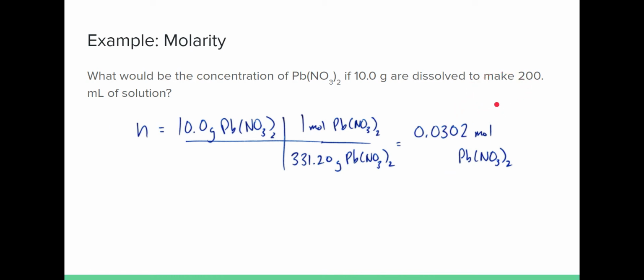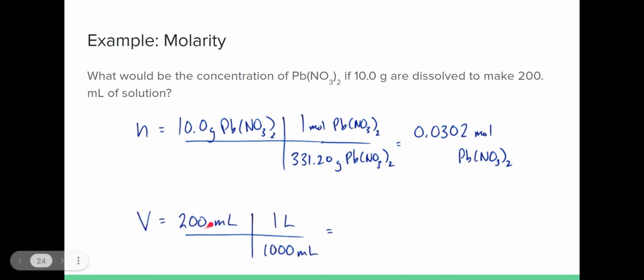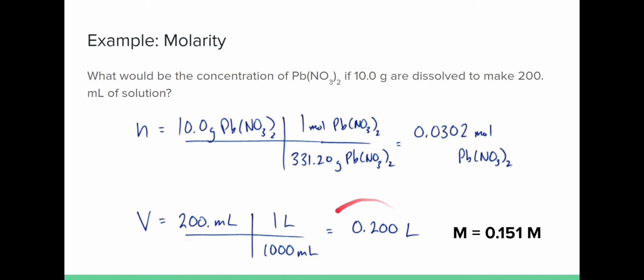The other thing that I need to make sure that I correct before we actually solve for the molarity is the volume. And the volume is 200 milliliters, and if I simply convert that into liters, I get the final volume to be 0.2 liters. By taking the number of moles and dividing it by the number of liters of the entire solution, I get a final molarity of 0.151 molar.